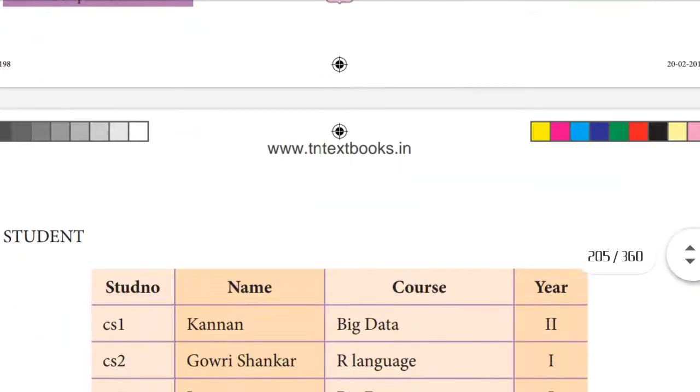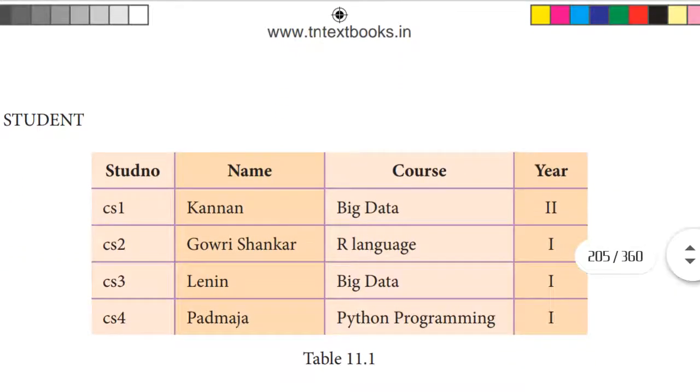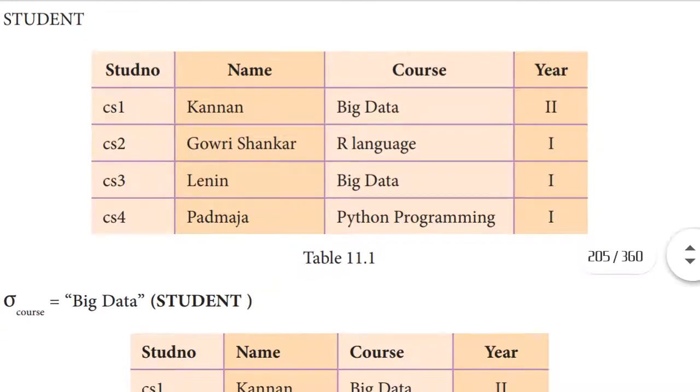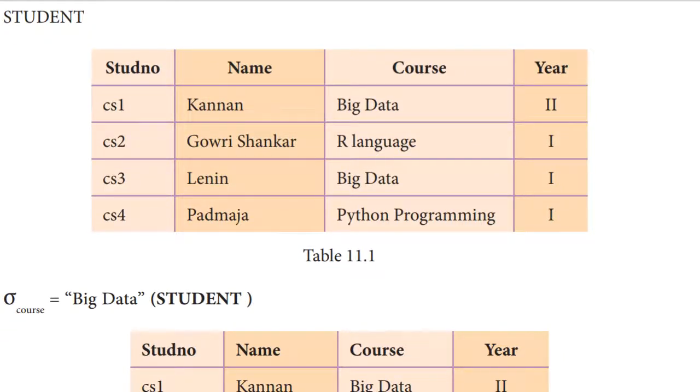Now we are going to see one example. One table is given. The name of the table is Student. If you see this table, we have 4 columns and 5 rows.